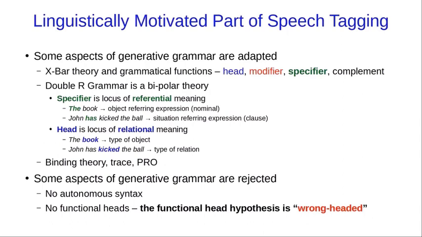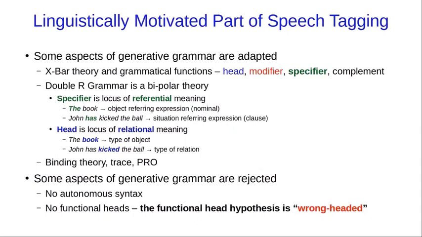Whereas in John has kicked the ball, the auxiliary verb has determines that the expression is a situation referring expression. On the other hand, the head is the locus of relational meaning. In the expression the book, the head noun book indicates that this expression is a type of object, whereas in John has kicked the ball, the verb kicked functioning as a head indicates the expression is a type of relation.